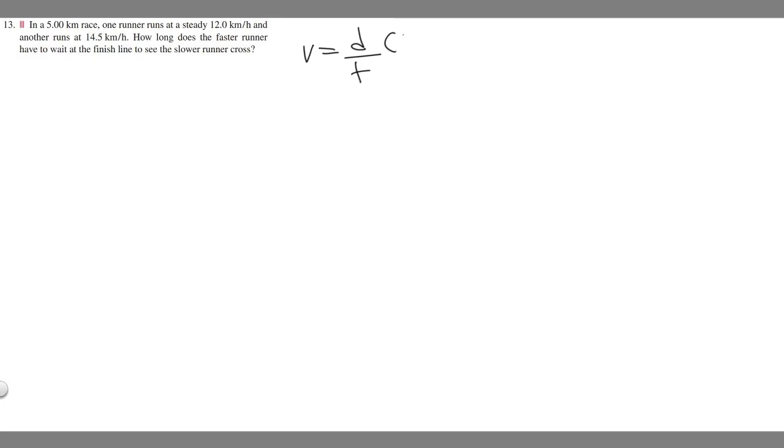We can do that by multiplying both sides by t. So you would get tv equals d. And then if we want t by itself, divide both sides by v. So t is going to be equal to d over v. And that's the formula we're going to use to solve this.